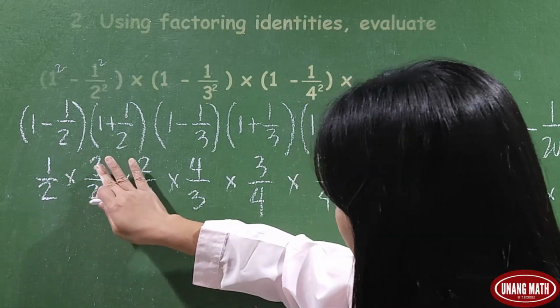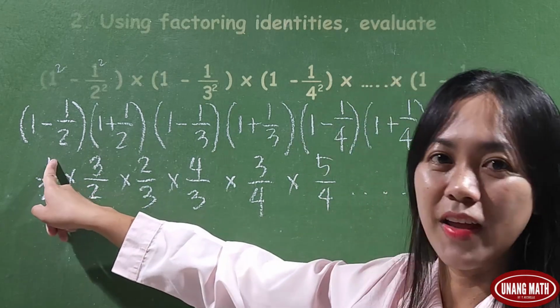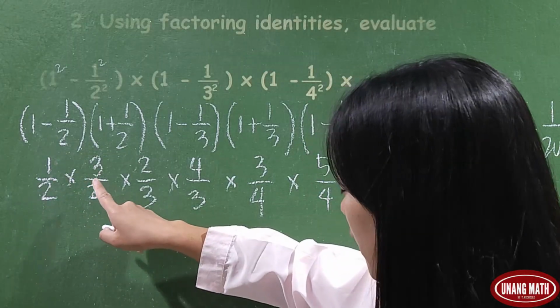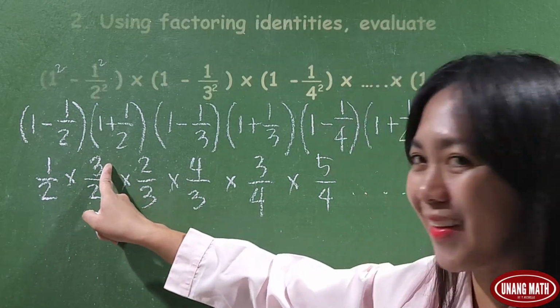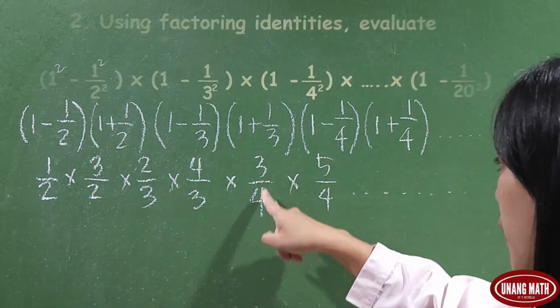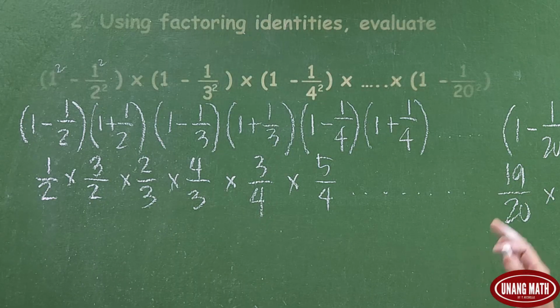Here is 1, here is 3. So the denominator minus 1 will get the numerator. So 2 minus 1 is 1. Here, denominator plus 1. That's why we have here 3. Minus 1, 2. Plus 1, 4. Minus 1, plus 1. Here also minus 1, plus 1. So that would be our pattern.